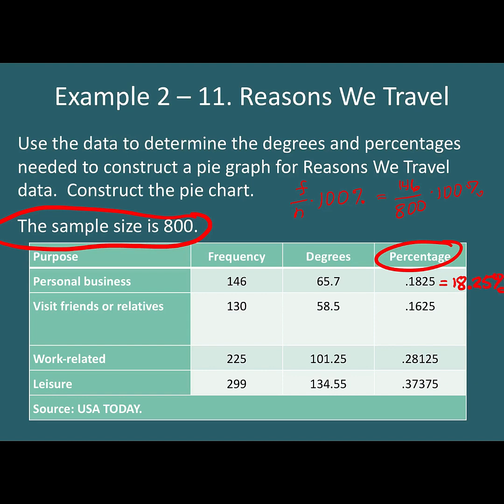Doing the same in the next row, we get 16.25%. The next one we get 28.1%. And lastly, you can imagine, we get 37.4%. And if you were to add up all these percentages, you should get 100%.